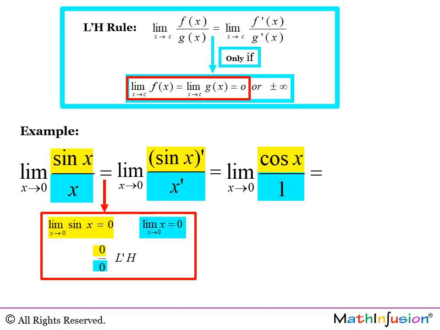At any step after applying L'Hopital, you should try to substitute the limit in, because you may be lucky and get the answer already. For example, in this step, you can go ahead and replace x by 0. Cosine 0 over 1 is just 1.